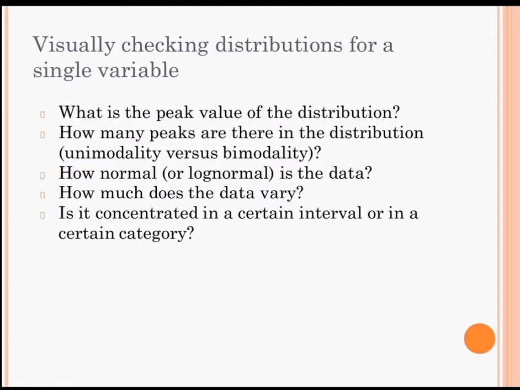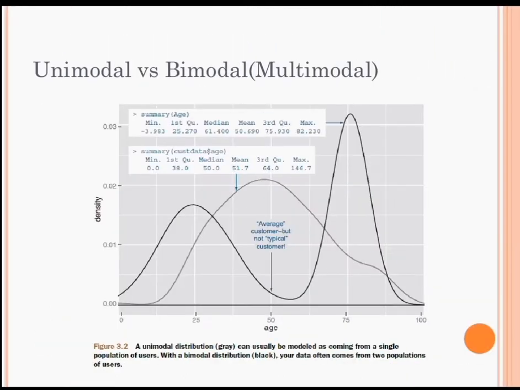The first part in this portion is visually checking distributions for a single variable. What is the peak value of the distribution? How many peaks are there in the distribution? How normal is the data? How much does the data vary? Is it concentrated in a certain interval or in a certain category? These are the questions that can be answered using distributions for a single variable.